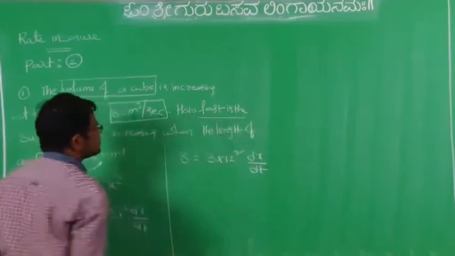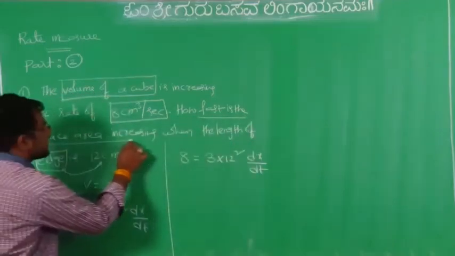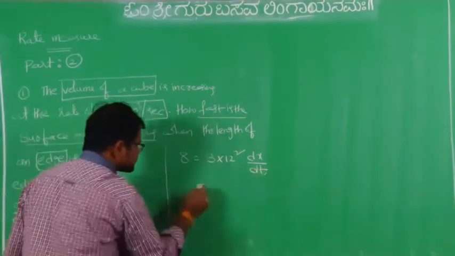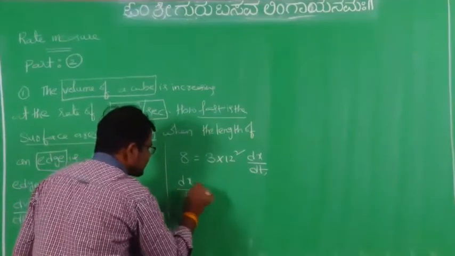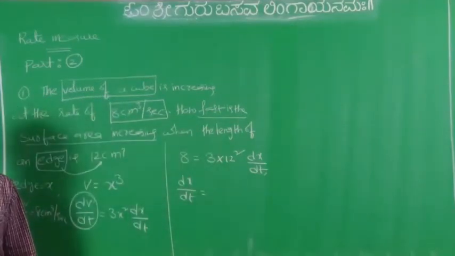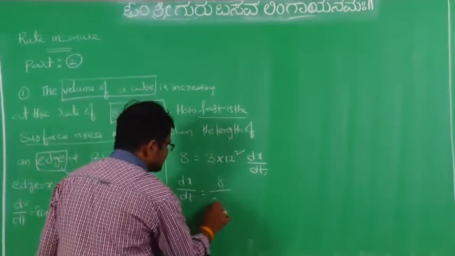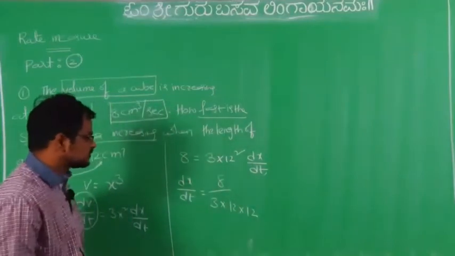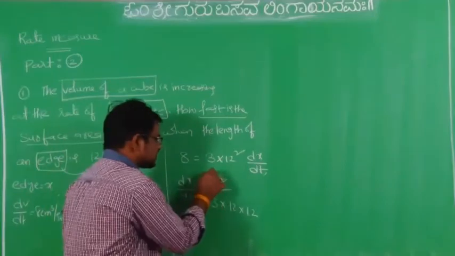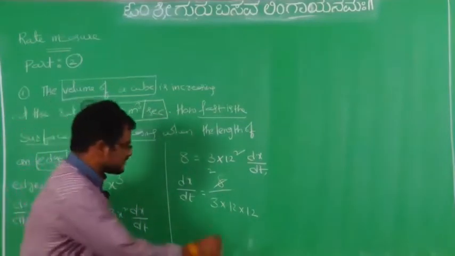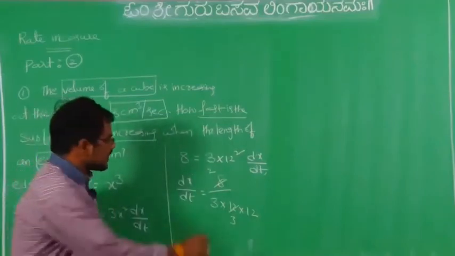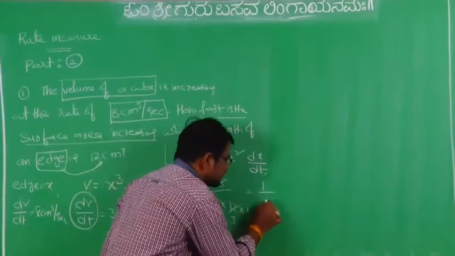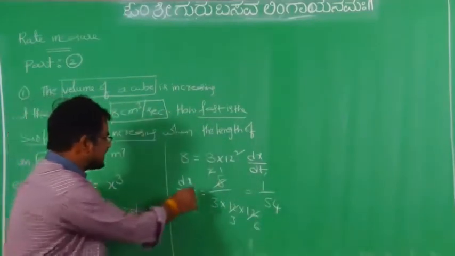How fast is the surface area increasing? Means from this one what we can find? Dx by dt, right? Now 8 by 3 into, so 12 into 12. So how much? 2 times, 3 times, and 1, this is 6 times. That is equal to 1 by 54 dx by dt.